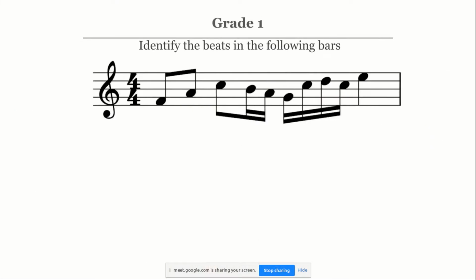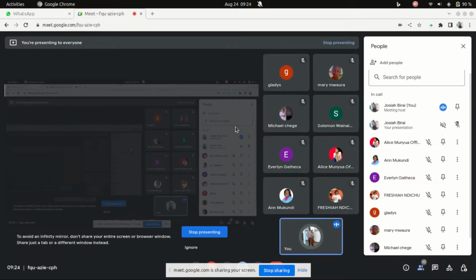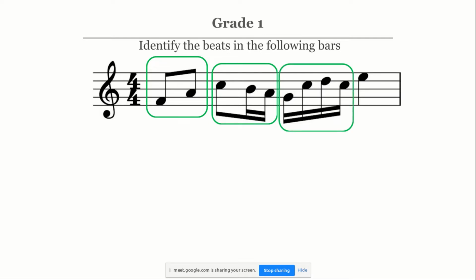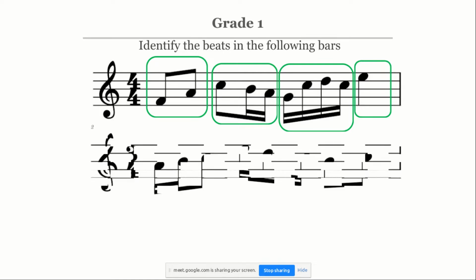Anne Mukundi. Somebody assist Anne. Mary. How many beats can you identify? 4. 4, perfect. So that is the first beat. Kindly follow. That is the second beat. You can see how it's beamed to form a crochet. That's the third beat, and that's the fourth beat, a crochet. Makes sense?